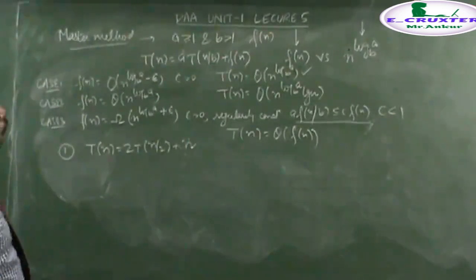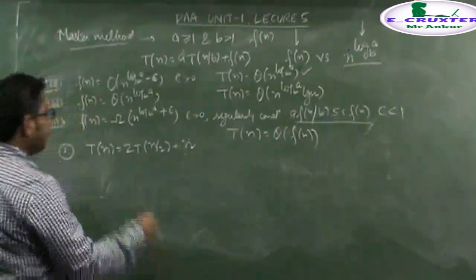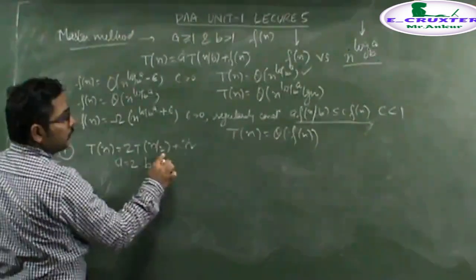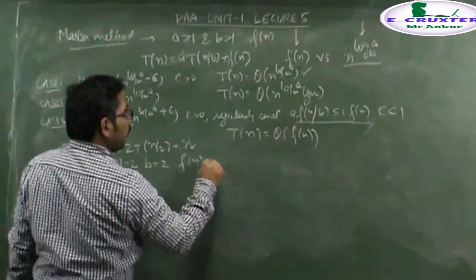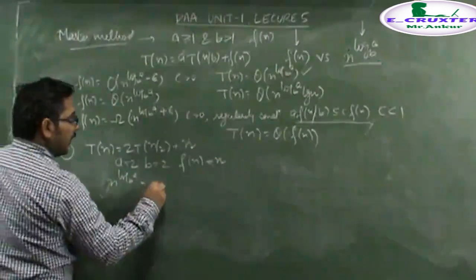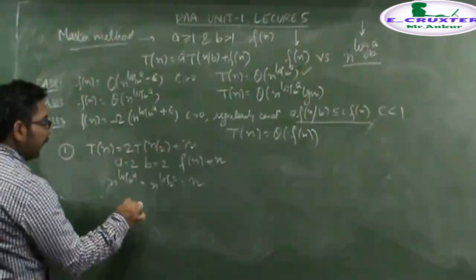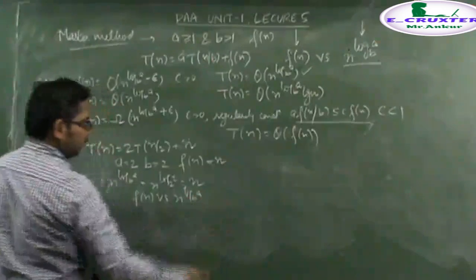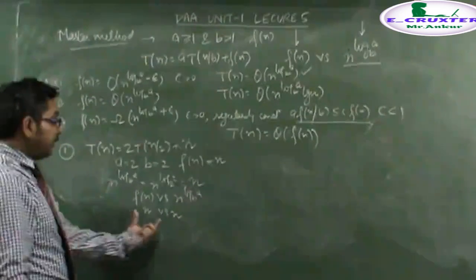To calculate the running time, as I have told you, first you have to calculate this value. Here you will check that the value of a is 2, the value of b is 2, and f(n) is n. Now calculating n raised to power log base b of a, you will get n raised to power log base 2 of 2, and it will be n. Now compare f(n) versus n raised to power log base b of a. When you compare, f(n) is n versus n; both have the same growth rate.